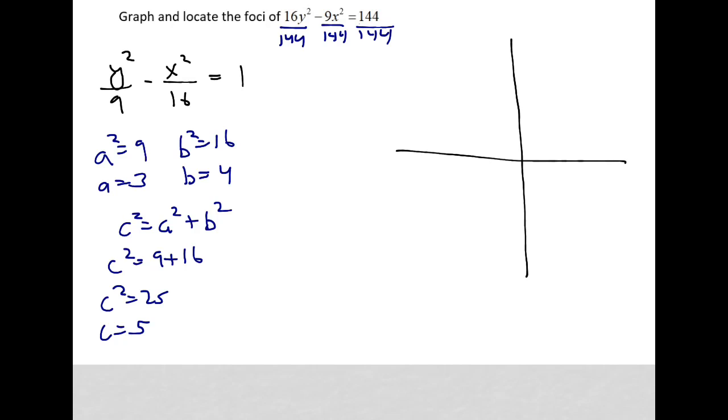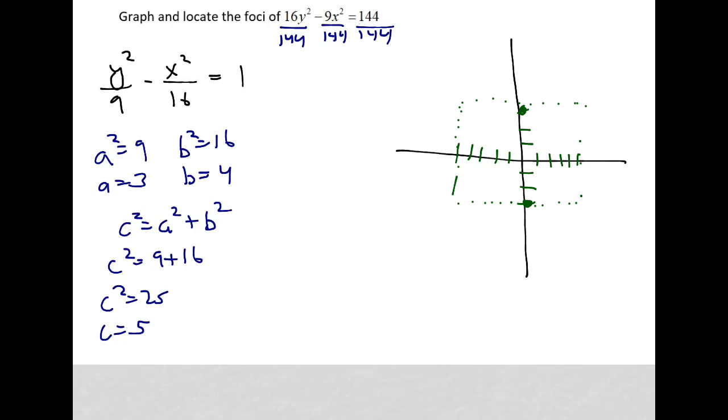So let's draw our box. We know that from the center that's 0, 0, we're going to go up 3 units and down 3 units. These are where our vertices should be. We're also going to go to the right 5 units and to the left 5 units. This determines the so-called box, and we need the box because it gives us the outline of how our asymptotes will look.